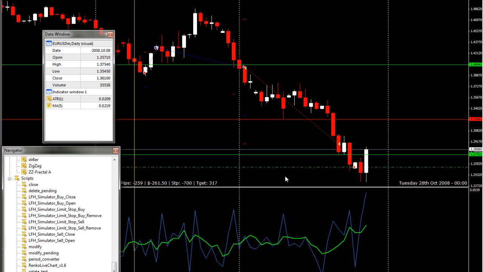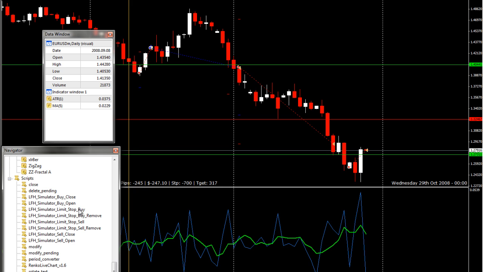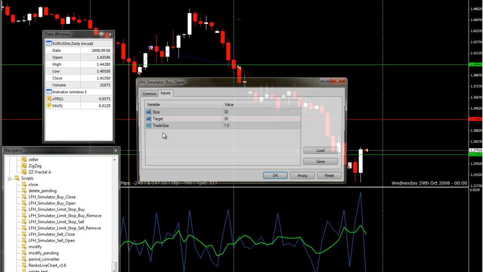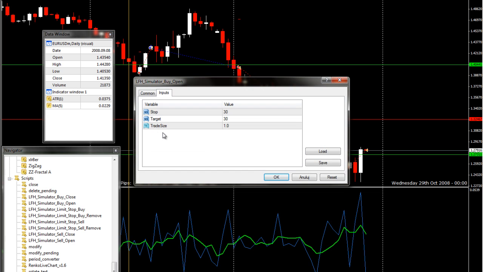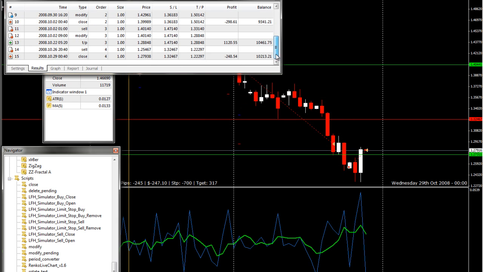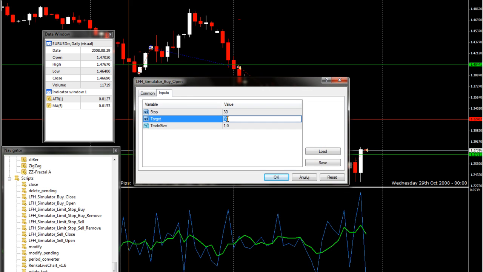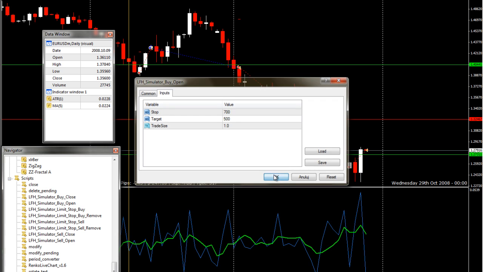Right, so the price has moved up again. So I'll need to close this and open a buy. Before I do that, let me see what was the loss. So this was 250 pips roughly. So I need a 500 pip target. And let's move this away. Okay.